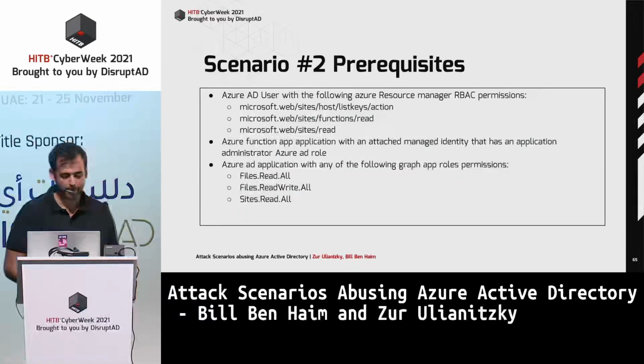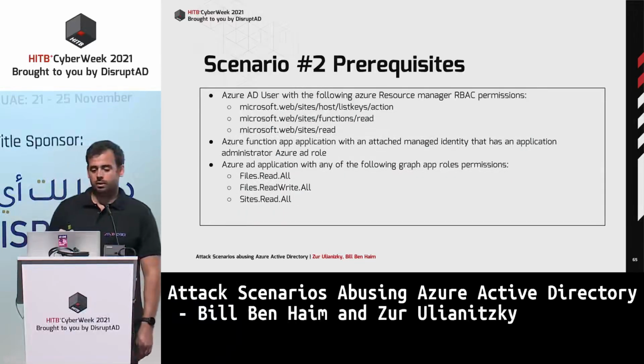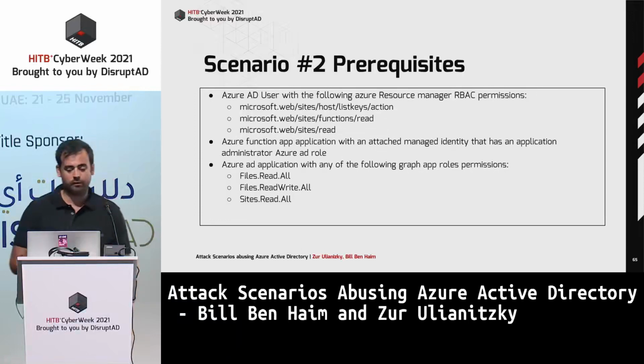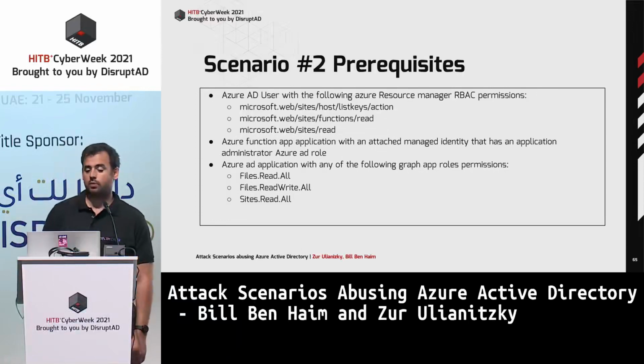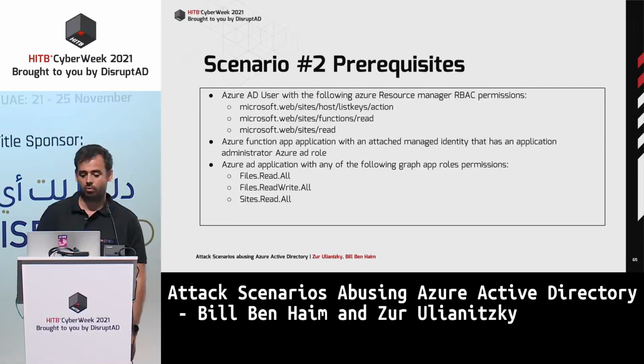So, for this scenario, we need the following conditions. First, we need an Azure AD user with the following Azure Resource Manager RBAC permissions. Then, we need an Azure Function App application with an attached managed identity that has the application administrator role. And lastly, we need the Azure AD application with any of the following Graph app roles permissions.